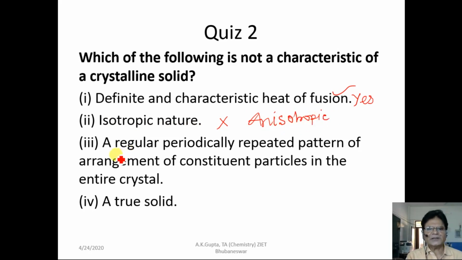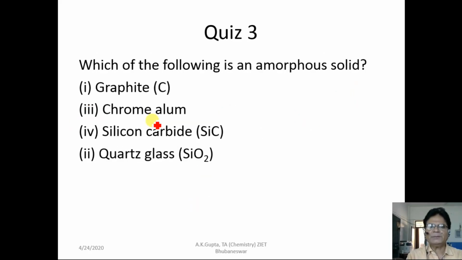Do crystalline solids have a regular, periodically repeated pattern of arrangement of constituent particles in the crystal? Yes, they have. Are crystalline solids true solids? Yes, crystalline solids are true solids. Now, which one will be the answer then? This is the answer. The answer is that crystalline solids are not isotropic. They are anisotropic.